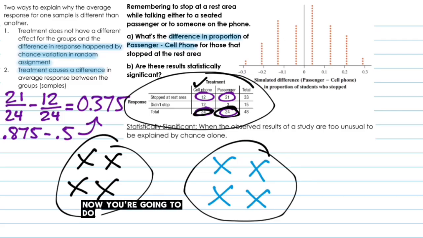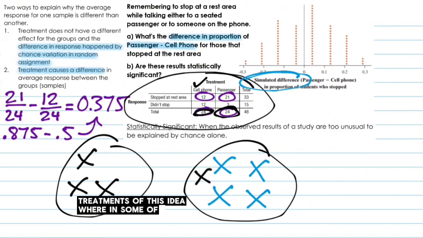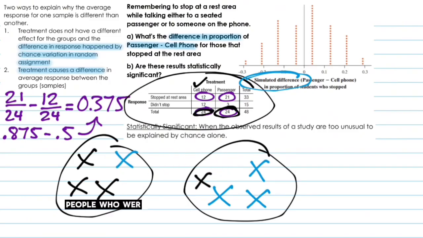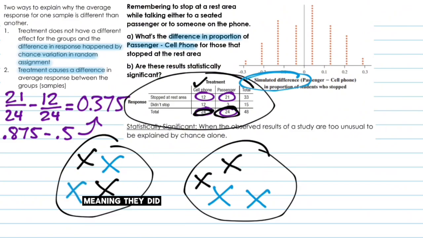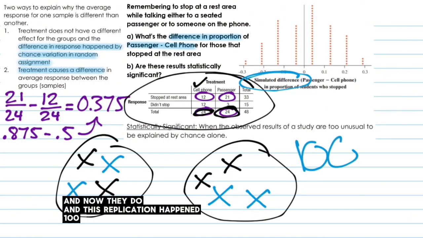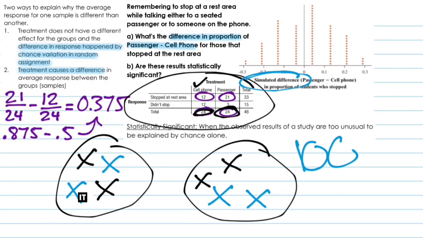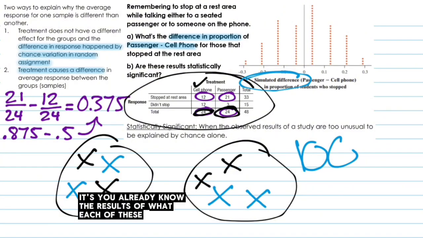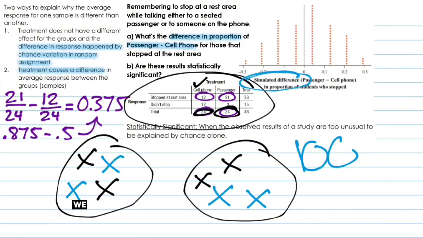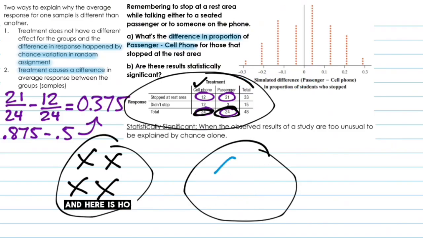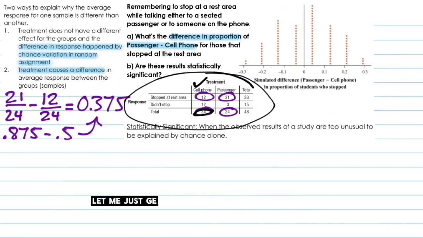Now you're going to do 100 simulated treatments of this idea, where in some of those treatments, you're going to be getting some of the people who were originally in one category now appearing in the other category, meaning they did not have a passenger in their car and now they do. And this replication happened 100 times, and it's just done by software. You already know the results of what each of these black and blue X people are going to do. We are now just randomly assigning them to see if those results are going to be what is called statistically significant. And here is how you do that mathematically. Let me just get the extra ink off the page.